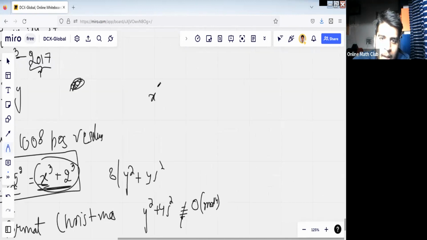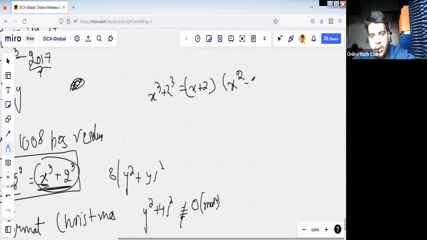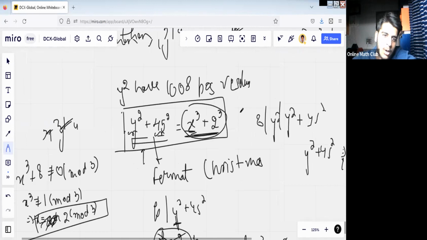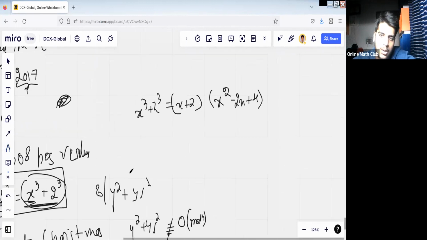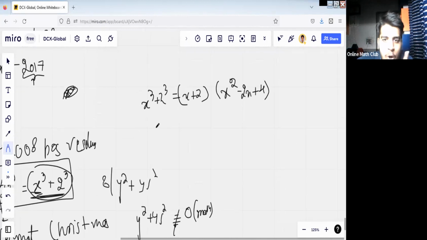So now consider x cube plus 2 cube. You can factorize this to write x plus 2 into x square minus 2x plus 4, right? What was x mod? Oh. And also notice that x is odd.